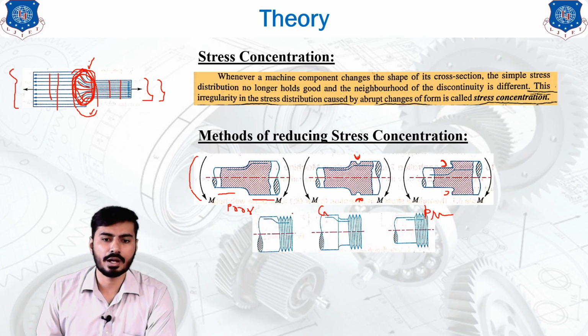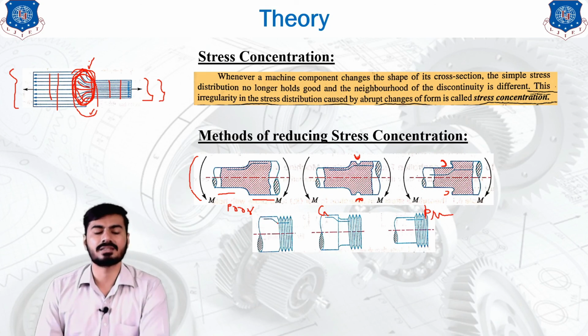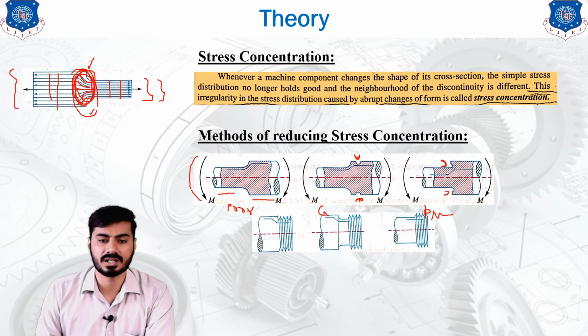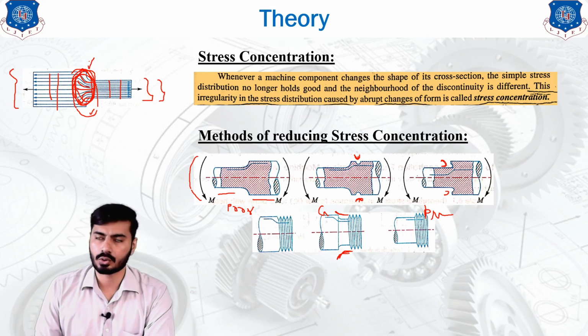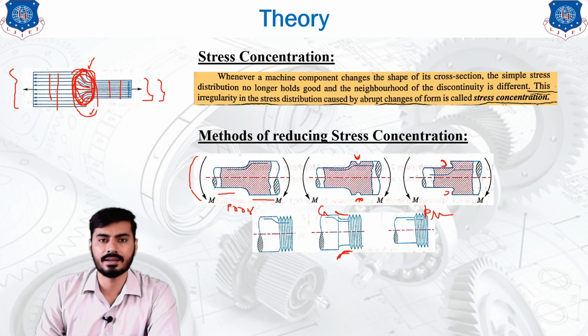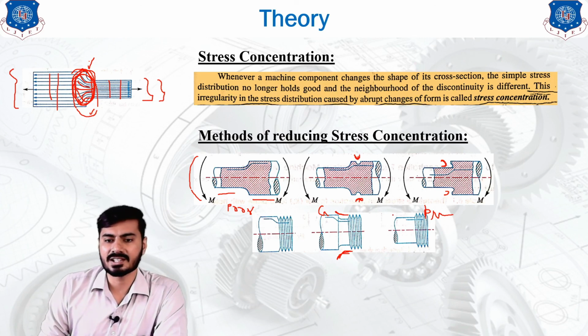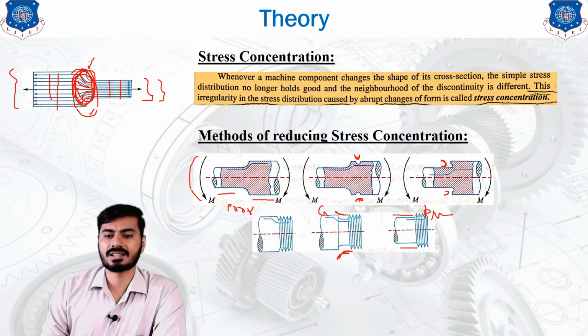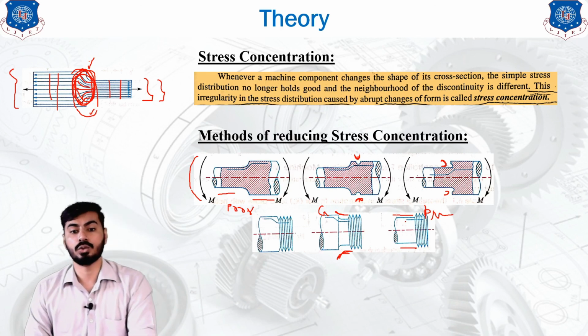Similarly, if you are designing a component which contains a thread, then we should not start the thread suddenly on the component. We should provide a gradual change in the thread, so that the cross section changes gradually, which will reduce the stress concentration in the component. Otherwise, we can just provide this much of a direct cross section, and after that the thread should be made, which will reduce the stress concentration in the material.